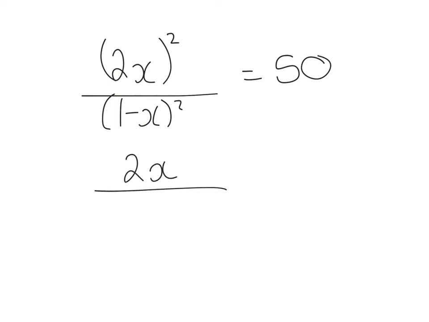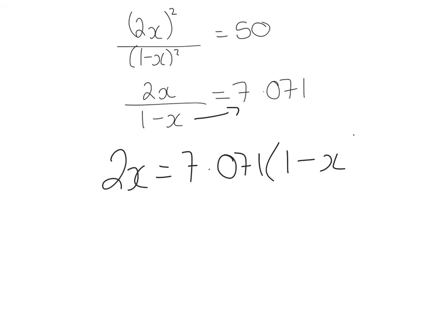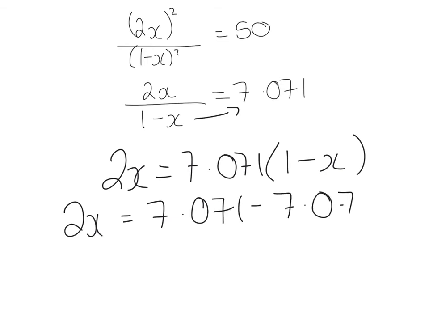So I end up with 2x on the top. On the bottom I end up with 1 minus x, equal to 7.071. I'm now going to bring my 1 minus x over to this side, so I'm left with 2x is equal to 7.071 multiplied by my 1 minus x, so I have 2x is equal to 7.071 minus 7.071x. And now it's a matter of rearranging, okay?